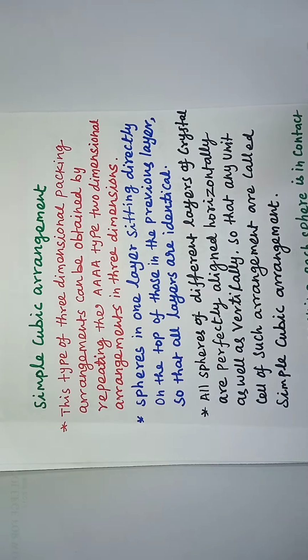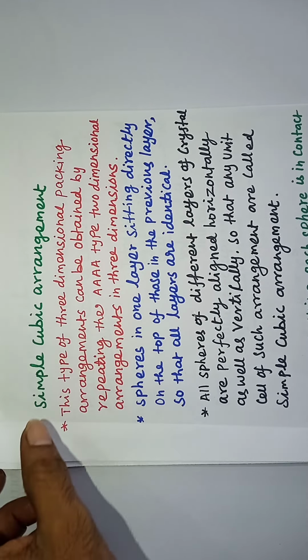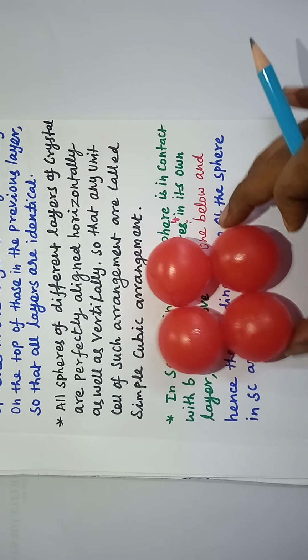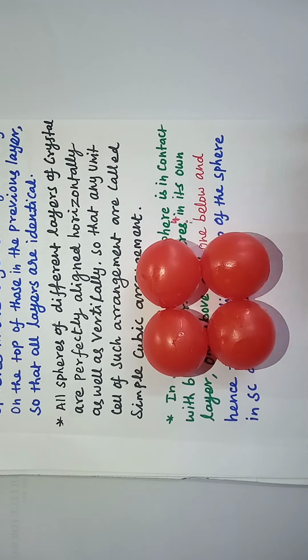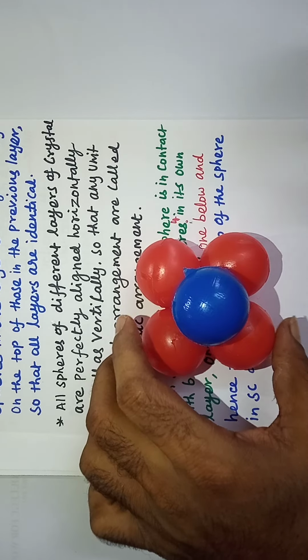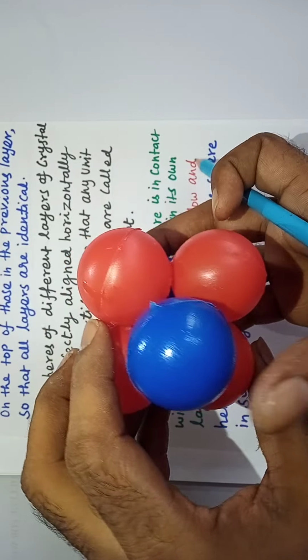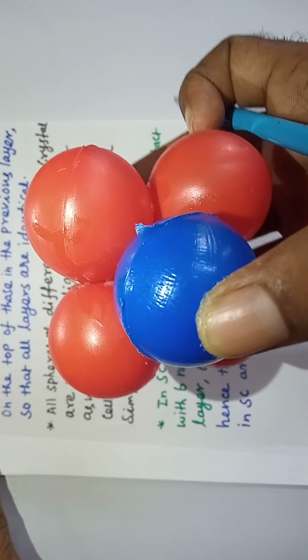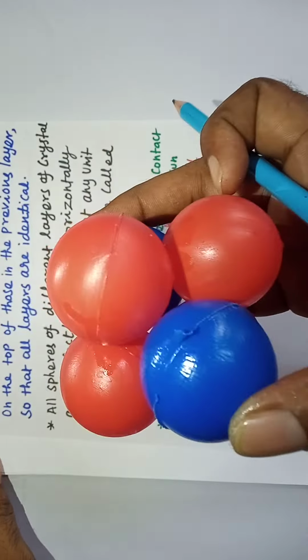In the simple cubic arrangement, you can see the coordination number is 6. There are 4 spheres in its own layer, one sphere in the upper layer, and one sphere in the lower layer. So in this way the coordination number of each sphere in the simple cubic arrangement is 6.